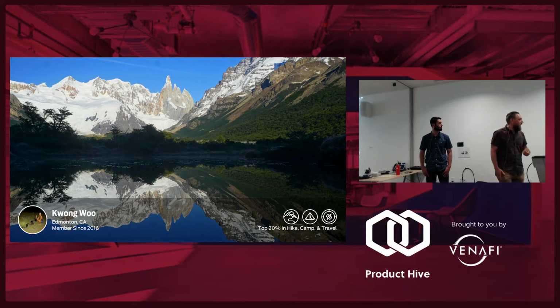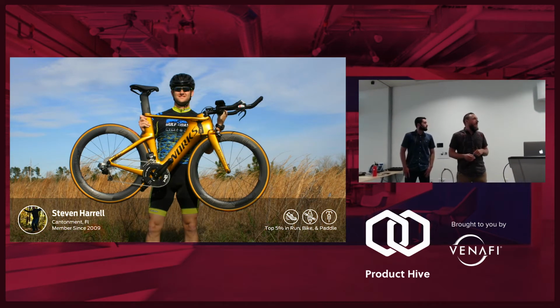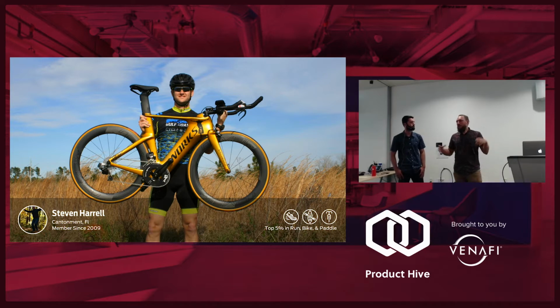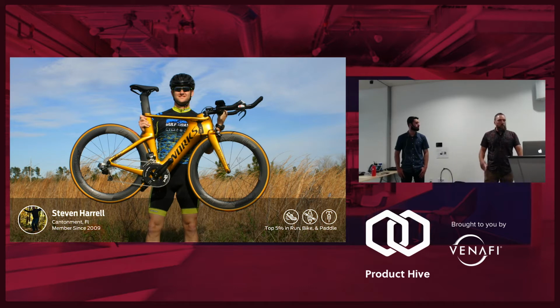We call him an expert in hike and camp and travel. And people like Steve Harrell, who's super into biking and running and paddling. You can see he's really proud of his bike, and we call him an expert in those activities. So we have over 1 million of these experts on our platform, and we connect them with brands who make products related to their activities, and help get those products into their hands and reward them and provide them different benefits.